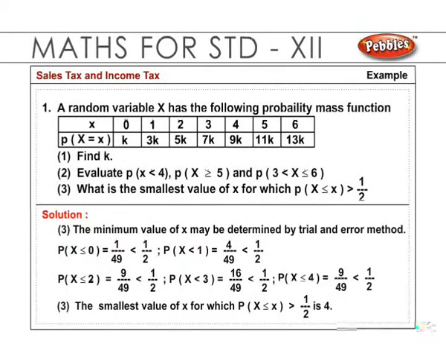The minimum value of x is determined by trial and error method. P of x lesser than or equal to 0 is equal to 1 by 49, lesser than 1 by 2. P of x lesser than or equal to 1 is equal to 4 by 49, lesser than 1 by 2. Proceed as above till we get the smallest value of x for which p of capital X lesser than or equal to small x is greater than 1 by 2, which is 4.